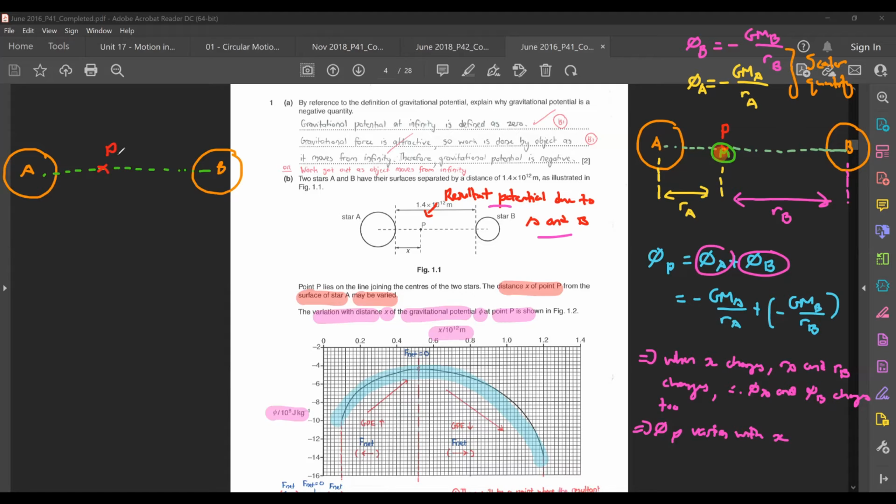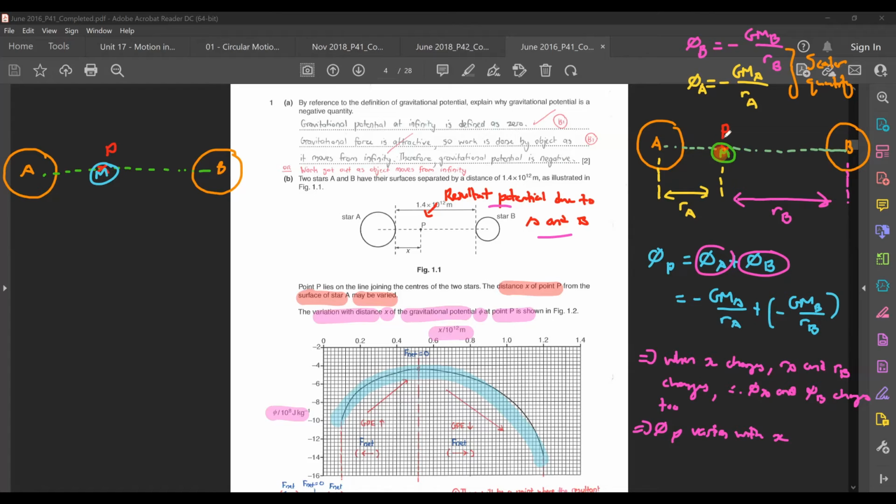I'm interested to find out what the gravitational force is acting on a mass placed at point P. Because I'm trying to test a point inside the field, I will put a test mass right over here. Let's call this test mass M again. Same thing as before: whatever you have in between the two masses is the resultant of the two masses. If you want to find the resultant, you need to analyze individually the effects due to the masses, like what I did for potential here.